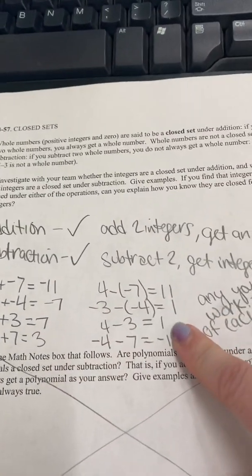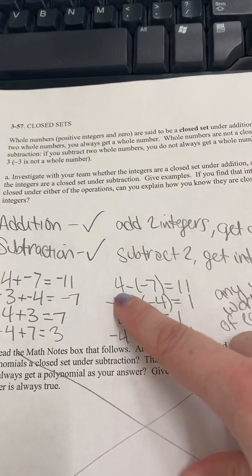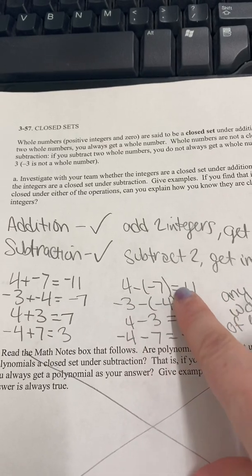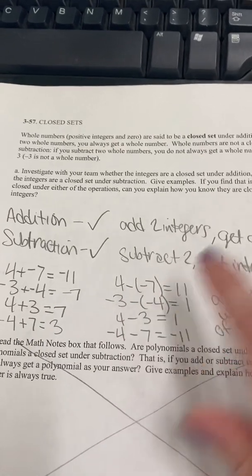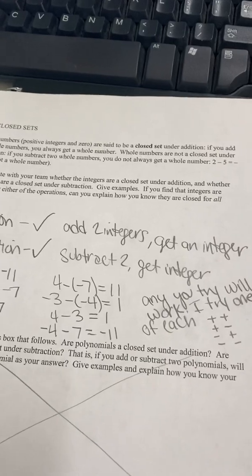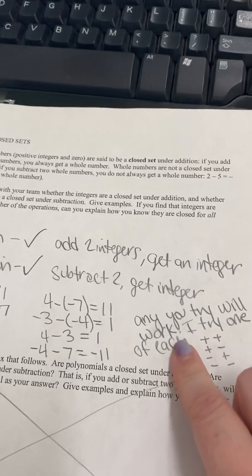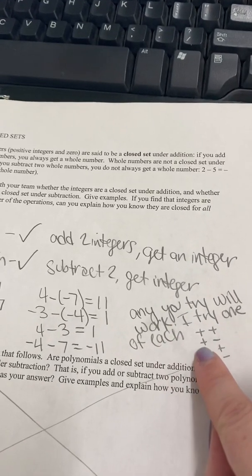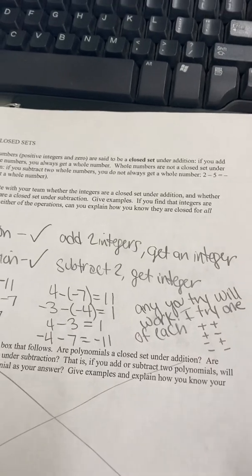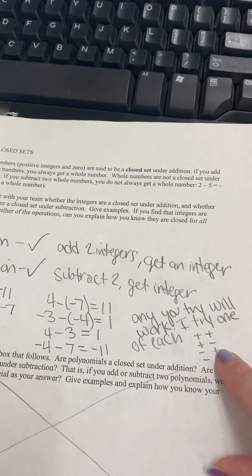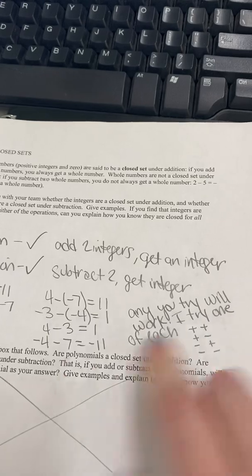Same thing actually with subtraction. If you subtract 2 integers, you will also get an integer. So again, I tried subtraction. And then kind of what I did, if you're like, how did you pick all of those random things to do? I always try 2 positives, 1 positive, 1 negative, putting the negative in front to see if that changes anything. So negative, positive, and then 2 negatives.